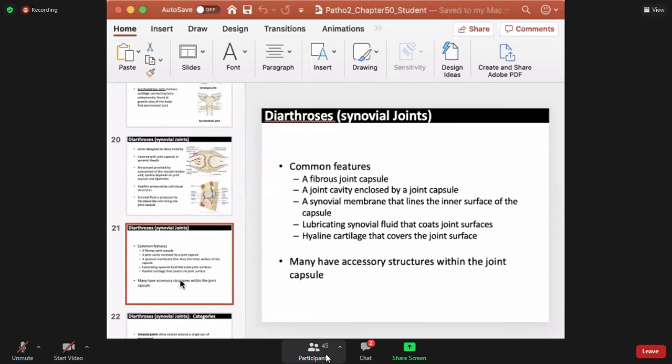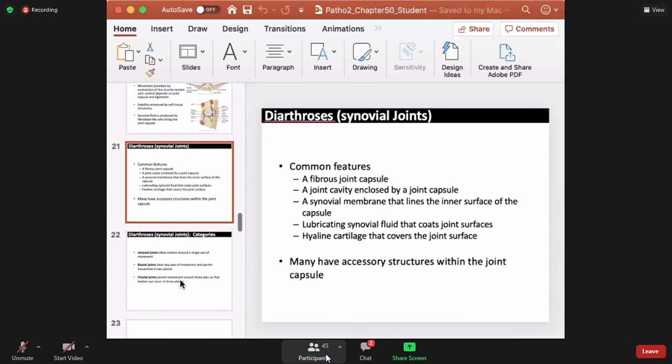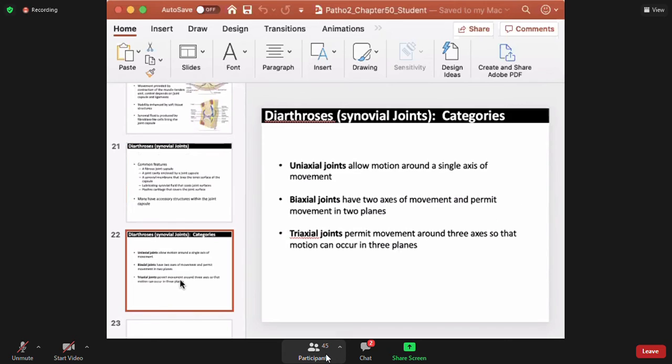So the capsule itself will be lined by the synovial membrane, which secretes the synovial fluid. And of course, it will have the hyaline cartilage as an articulating cartilage between the two bones. The capsule in itself really allows for great movement. And there are lots of accessory structures within the actual joint capsule which allow you to have many different movements and still be able to stabilize the joint. So you can move around one axis, two axes, or even three axes and still have a stable enough joint itself.